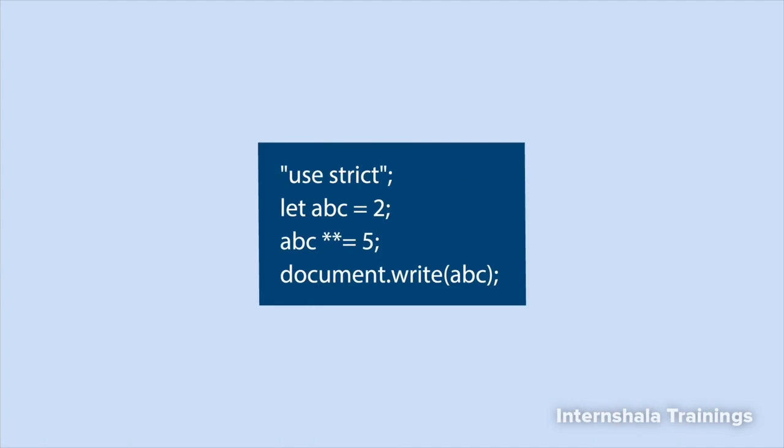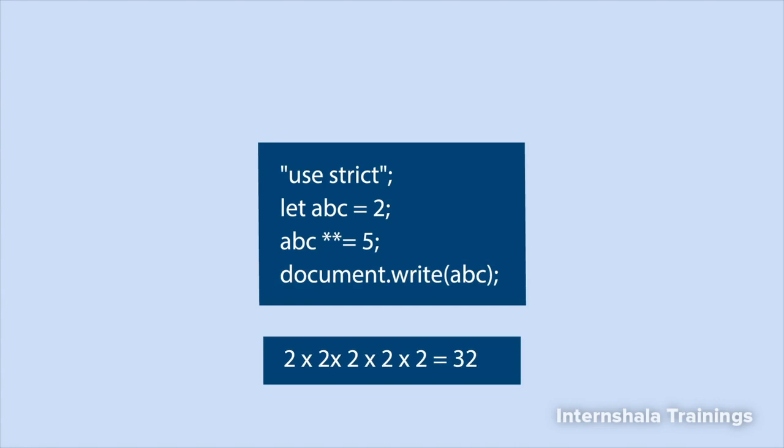Here, we have first initialized the variable abc with a value 2, and in the next line, we have used the exponential equal to operator with a value 5. And in the last line of the code, we are printing the value of the variable abc. What this operator does is multiply the existing value of abc by itself 5 times and then reassign it with the new result. So abc would become 2 to the power 5, which is 32. So this code prints 32.